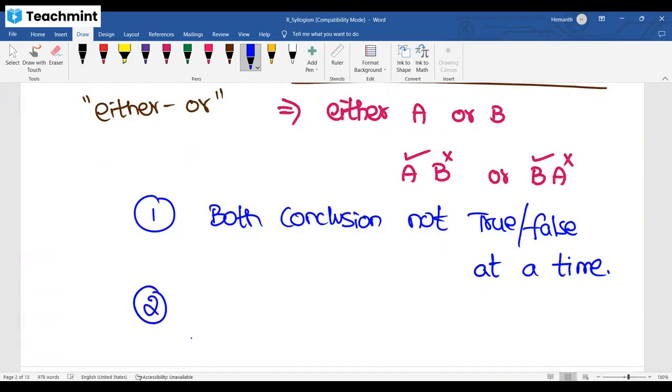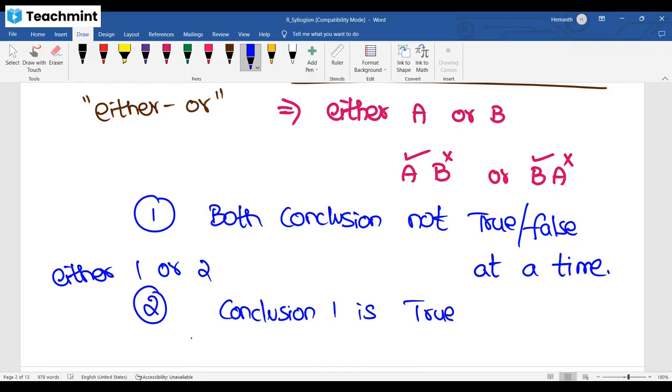Next thing is, I'll say either one or two as the answer only when conclusion one is true in a few diagrams.